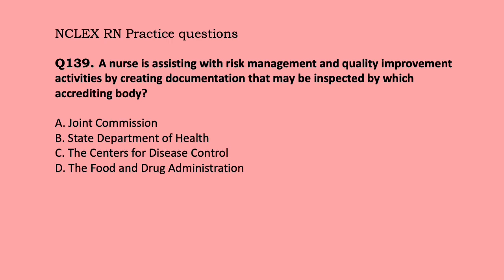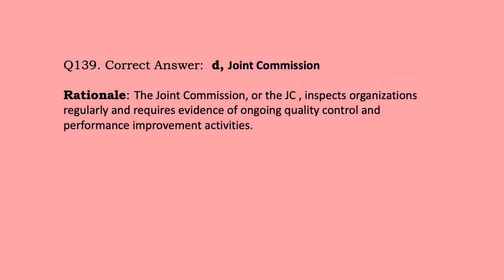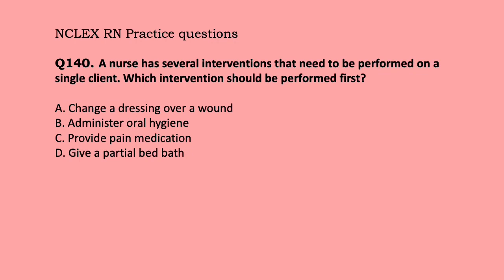Question 139. A nurse is assisting with risk management and quality improvement activities by creating documentation that may be inspected by which accrediting body? A. Joint Commission. B. State Department of Health. C. The Centers for Disease Control. D. The Food and Drug Administration. Correct answer, A. Joint Commission. Rationale: the Joint Commission, or the JC, inspects organizations regularly and requires evidence of ongoing quality control and performance improvement activities. NCLEX RN Practice Questions.